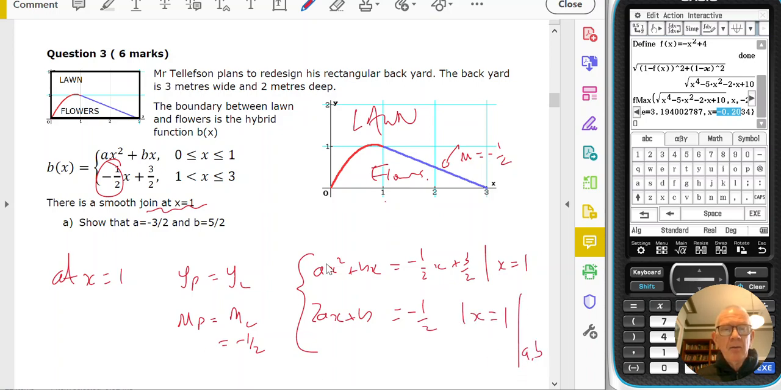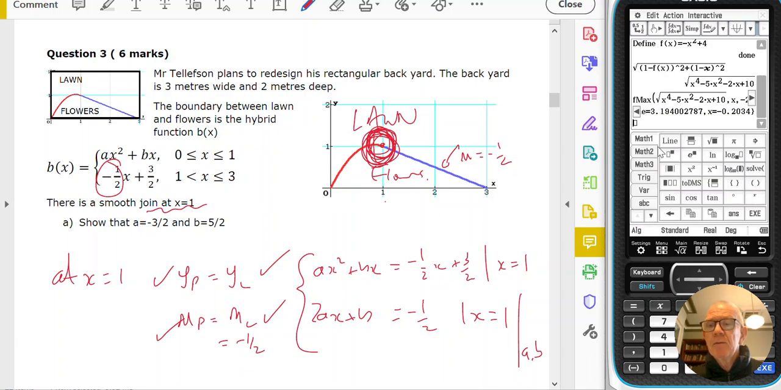That there will be enough of the evidence that the examiner wants to see that you know what to set equal to each other. So we're saying at the join, it is continuous, therefore y equals y, and it's a smooth join, therefore the two gradients are equal to each other. What will that look like on the calculator?